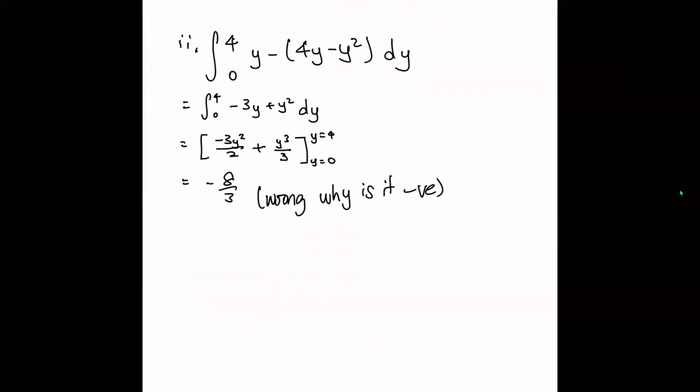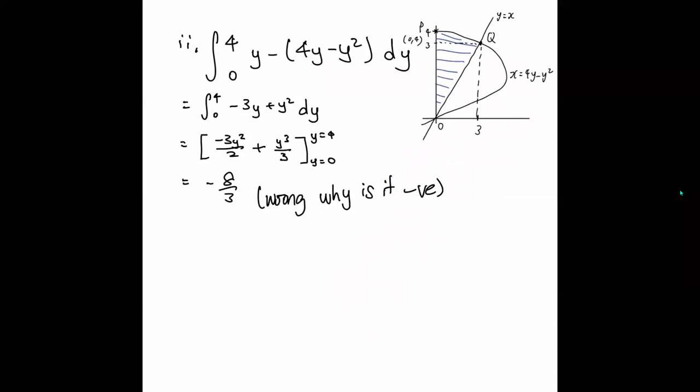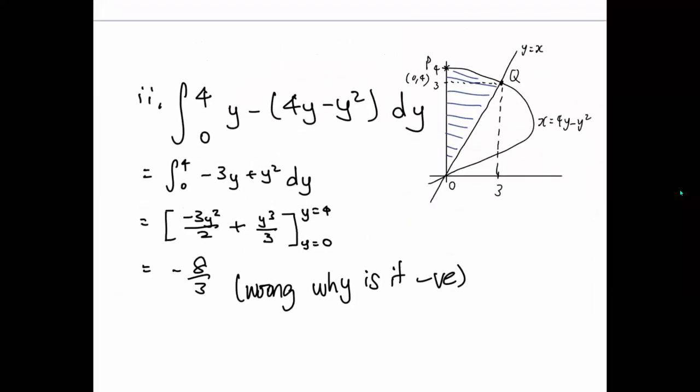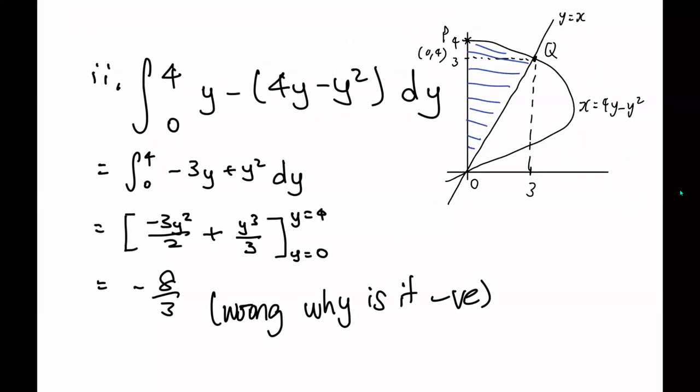Let's see, what did you do here? What did you do here? What did I do? You integrate with respect to y, right? I never make y the subject. I mean, I never make x the subject. You did, you see, x equals 4y minus y squared. Then you just use the expression for x. The question already did it for you. So yeah.